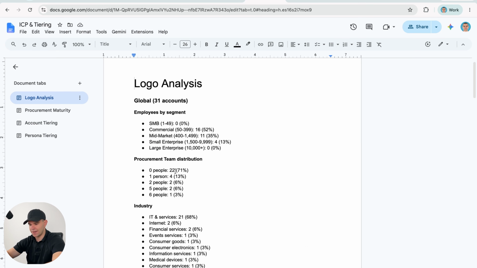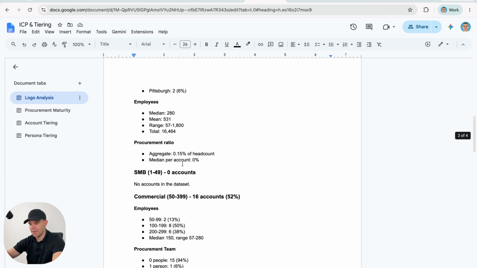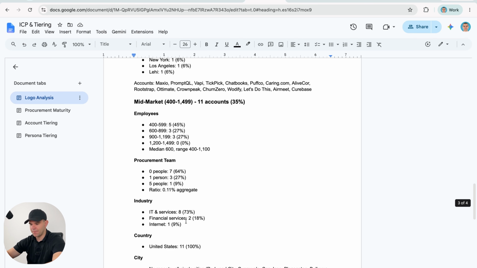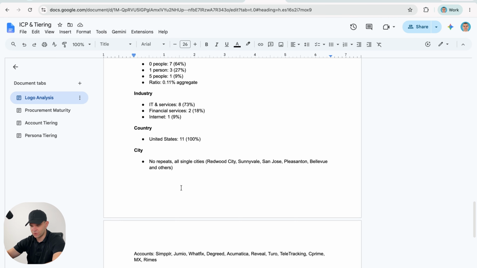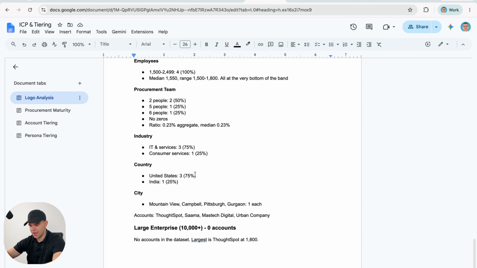We've also created A and B lists. If we go back to logo analysis, we can see that IT and services, tech and software is about 70%. Then we've got financial services and internet coming in second. And if we look at the breakdowns across commercial, IT and services again. If we look at mid-market, IT and services, financial services comes in second. Small enterprise, IT and services.